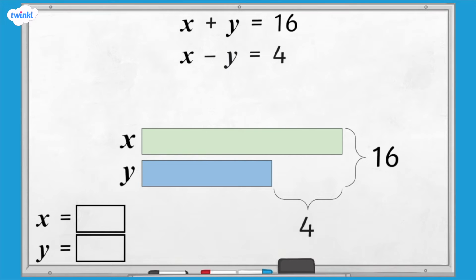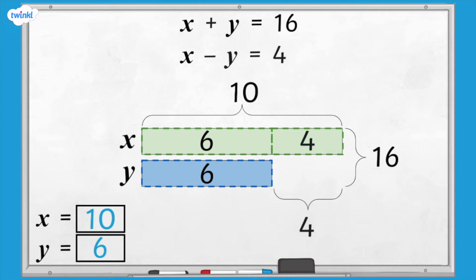We can see that the right-hand side of the bar representing x is equal to 4. 16 subtract 4 equals 12. So the remaining part of the x bar and the y bar add together to make 12. As these parts are equal, they must both be equal to 6. Now we can see that x is equal to 10 and y is equal to 6.